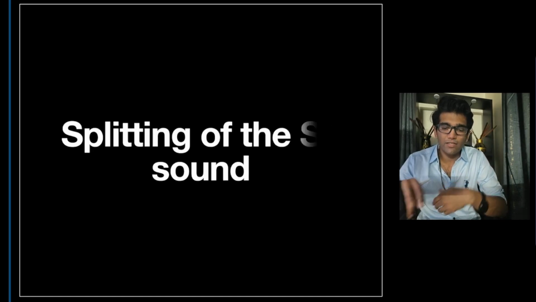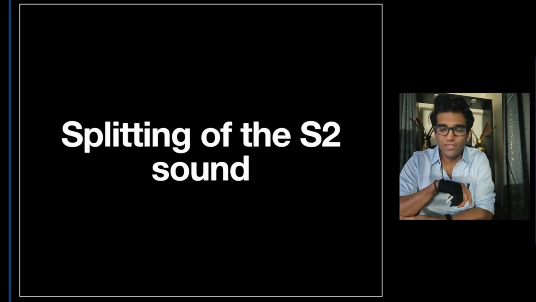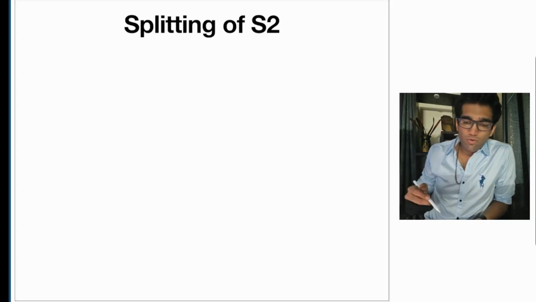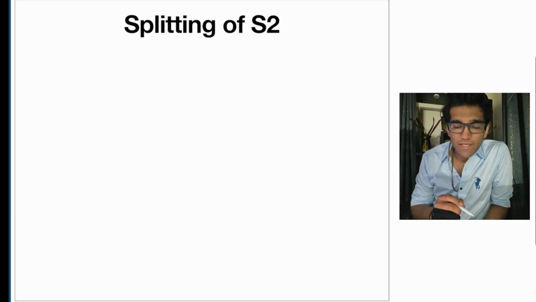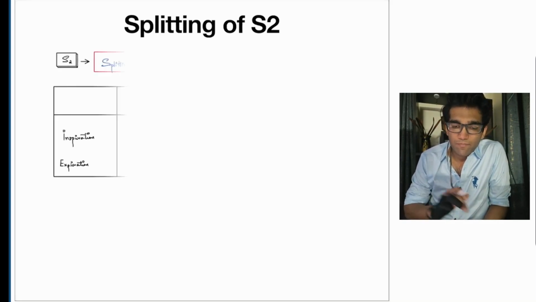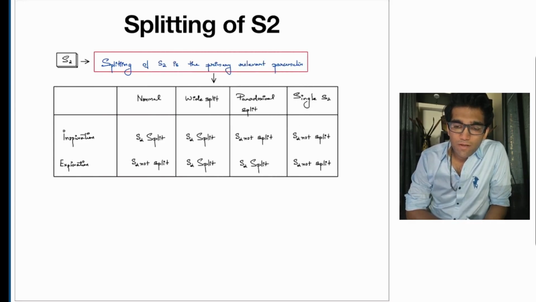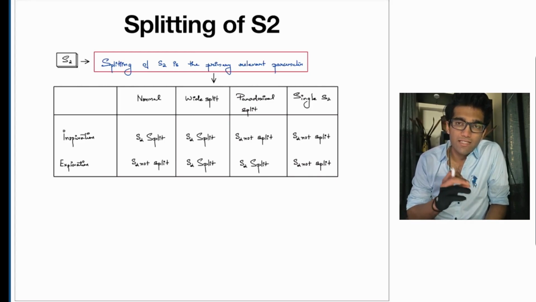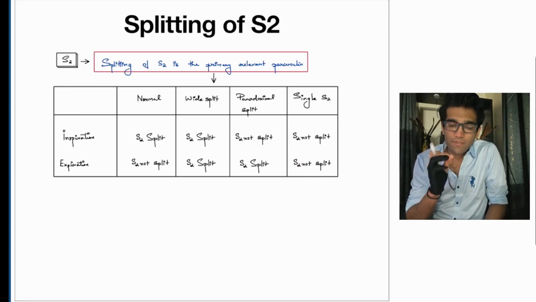Now, the second topic for today is splitting of the S2 sound. Okay. So when I think about splitting of the S2 sound, the first thing is I need to decide what is the definition of splitting. So it is a comparison of whether the S2 component of the sound at the pulmonary area is heard as two separate sounds or one single sound during inspiration versus expiration.